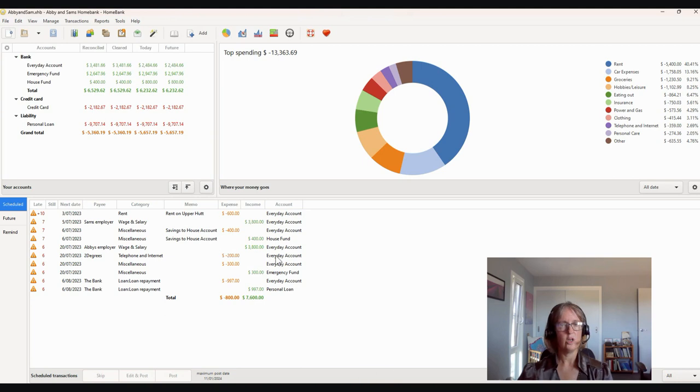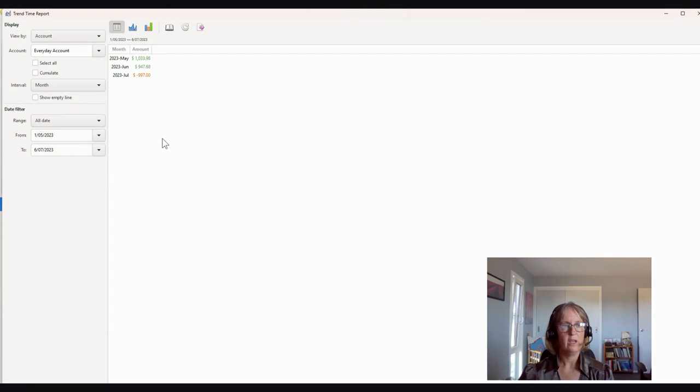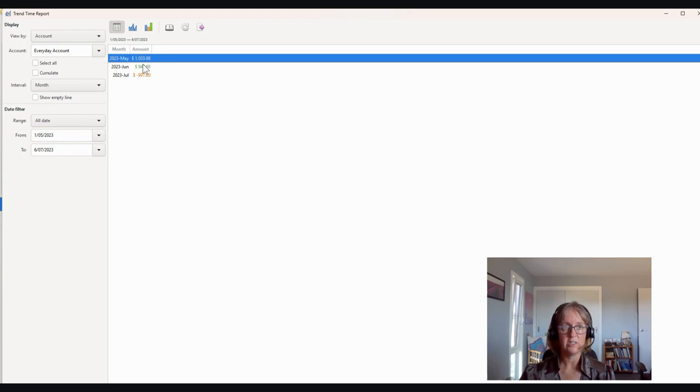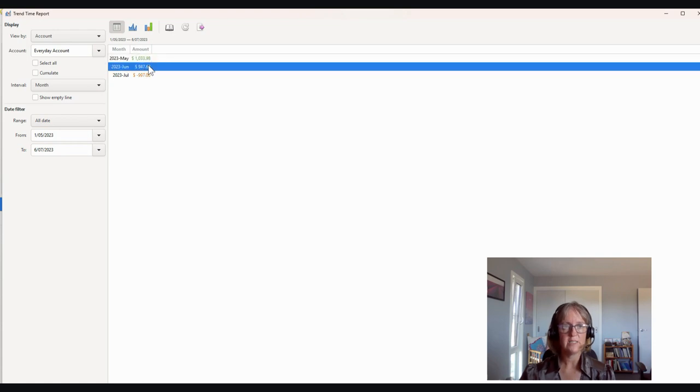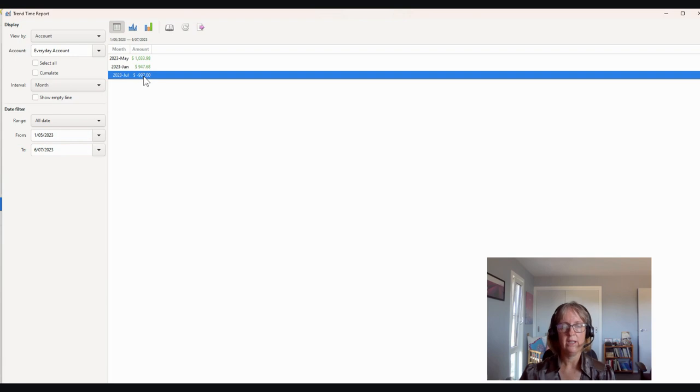So that's a quick overview of statistics. Now what we'll do is go up and look at trend time. Trend time shows you the total change, the total of your transactions in a month, and we do it by account. So we can see that in Abby and Sam's everyday account, in May they actually saved 1,033. In June, they saved 947. And in July, they haven't put their transactions through yet, so we'll just ignore that one for now. But that's in their everyday account.